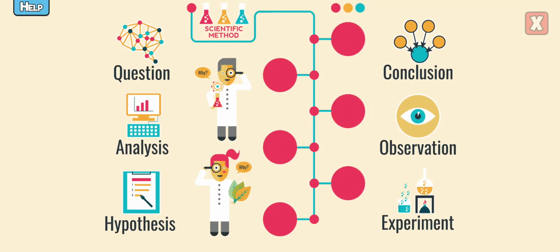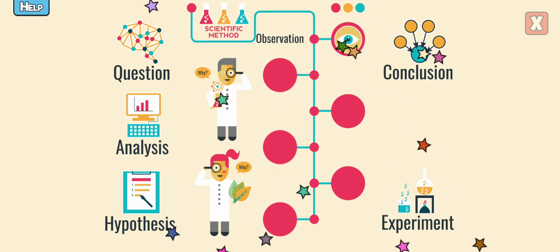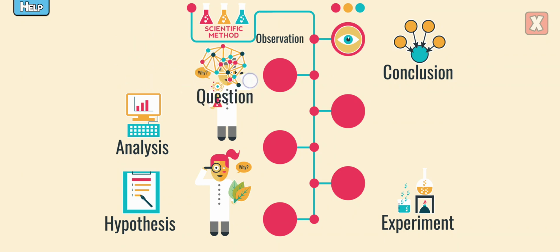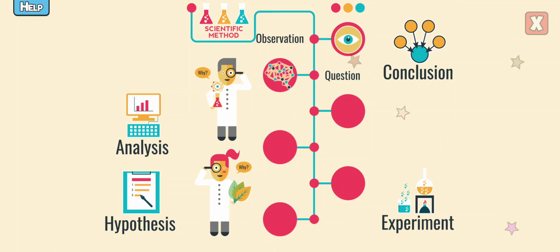Put the scientific method steps in order. Observation. The scientific method starts with an observation about the environment. Question. Asking a question about the observation is the second step of the scientific method.